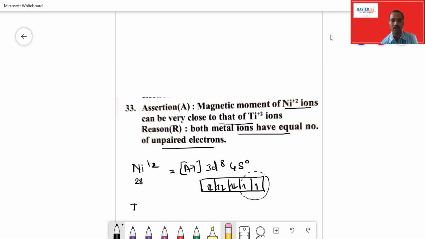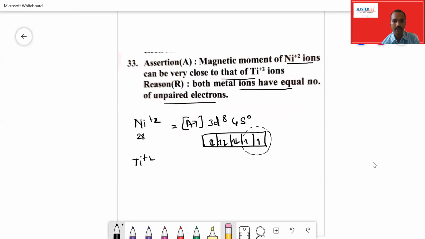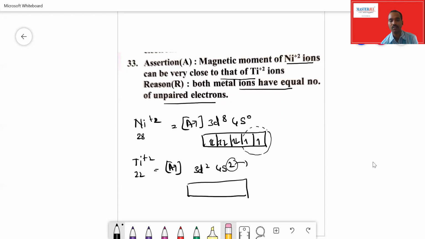We'll check out titanium also, titanium plus 2. So titanium plus 2 is argon, titanium is 22, 3d2 4s2. If these 2 electrons are lost, then the electronic configuration will be, see here, 1 2. That means here also it has the same number of unpaired electrons, right? So the magnetic moment of Ni2+ and this titanium plus 2 are also the same. Why? Both metals have an equal number of unpaired electrons. So both assertion as well as reason are correct, and it is the correct explanation for the assertion also.